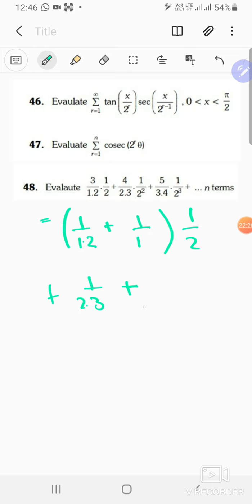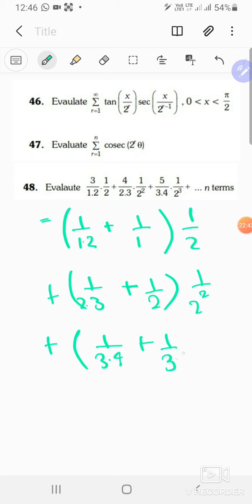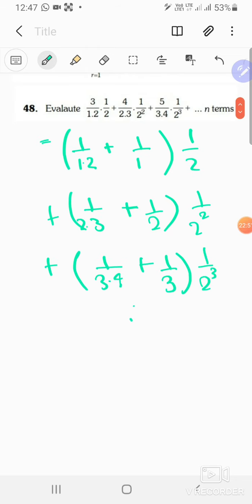Okay, fine, so plus 1 upon this 3 is gone in that case, so plus 1 upon 2 into 1 upon 2 squared, fine, plus 1 upon 3 into 4 plus 1 upon 3 into 1 upon 2 cubed. This is turning out to be an arithmetic geometric series once I make that substitution. Fine, I mean do that algebra thing. Okay, cool, up to n terms.